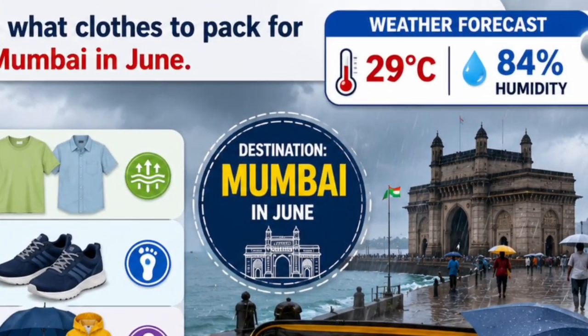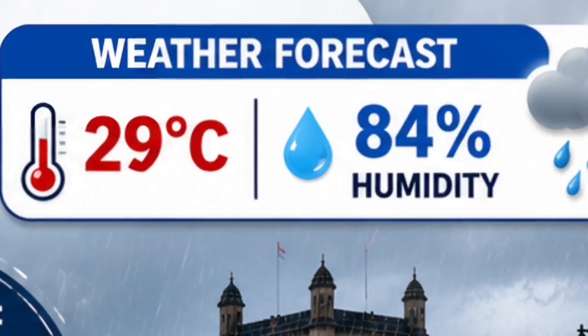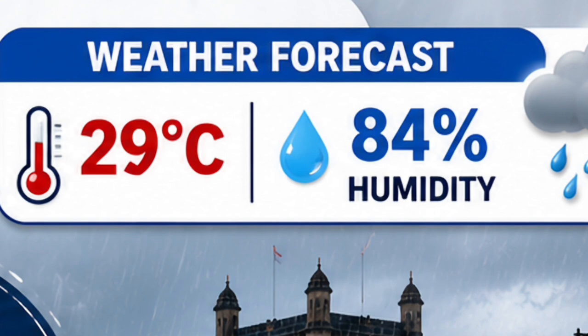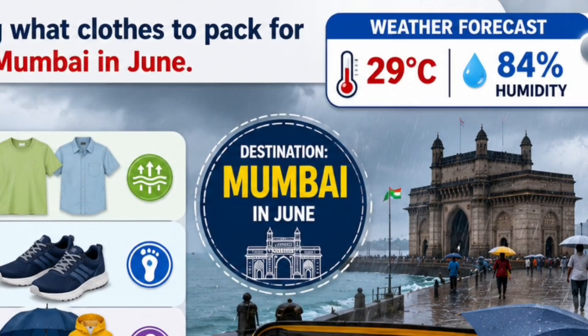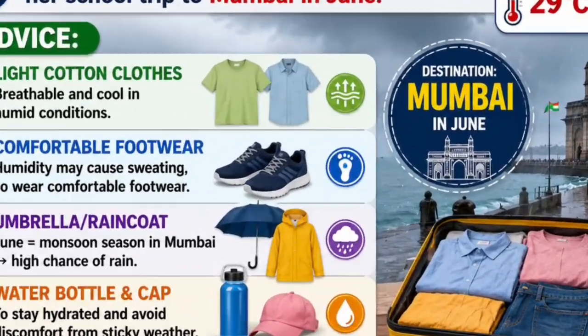Here it is. At this time around 29 to 30 degrees Celsius temperature is there, a little high temperature, and humidity is around 80 to 90 percent, 84 is mentioned here, because this is the time of arrival of monsoon, right? So what suggestions will you provide her?